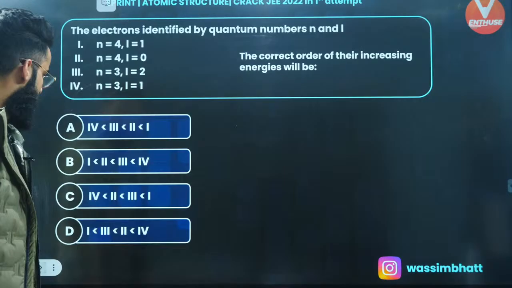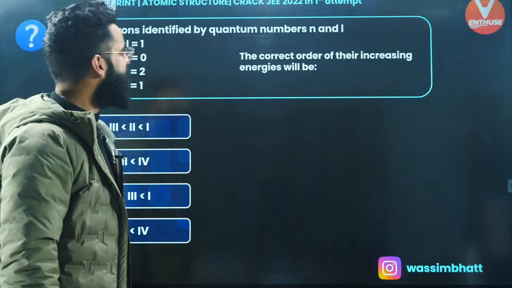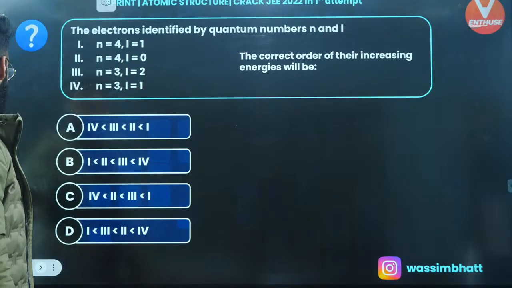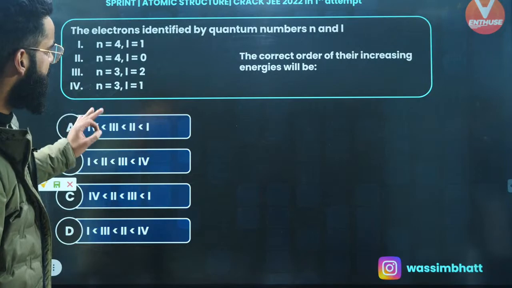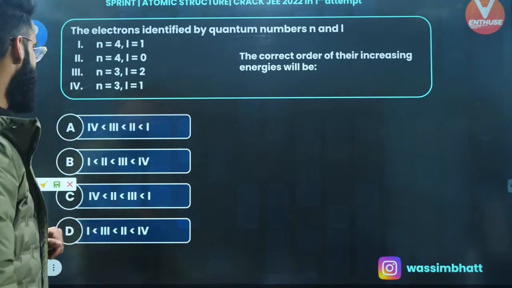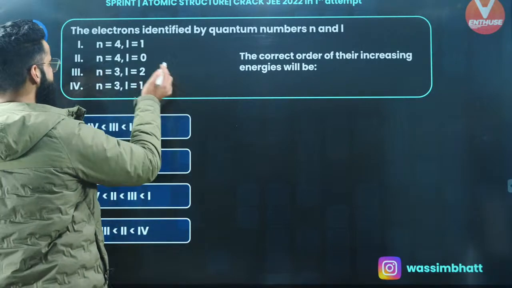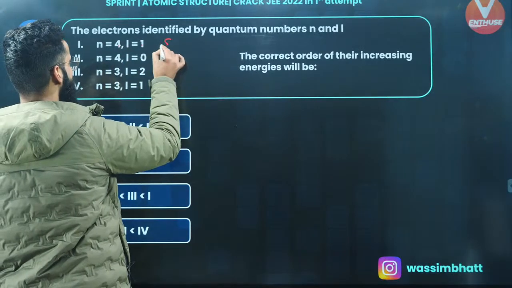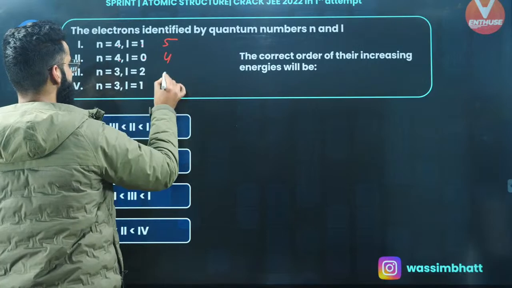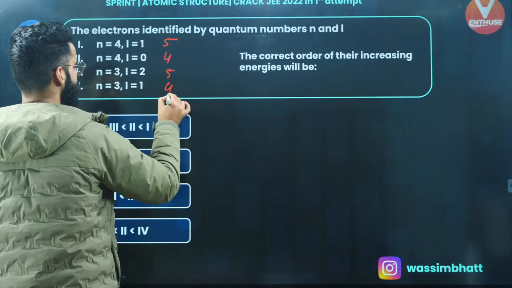Yeah? One more, guys. The electrons identified by the quantum numbers n and l, okay? The correct order of their increasing energies. How do I arrange them on the basis of their increasing energies? By using Bohr-Bury's rule, n plus l. n plus l value for this is 5. n plus l is 4. n plus l is 5. n plus l is 4, right?